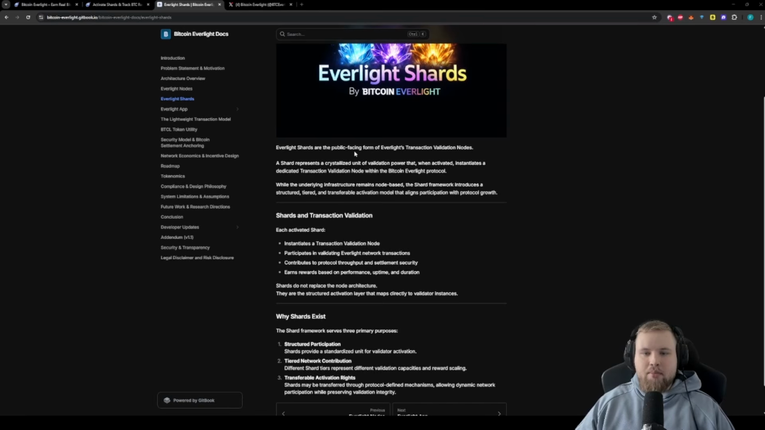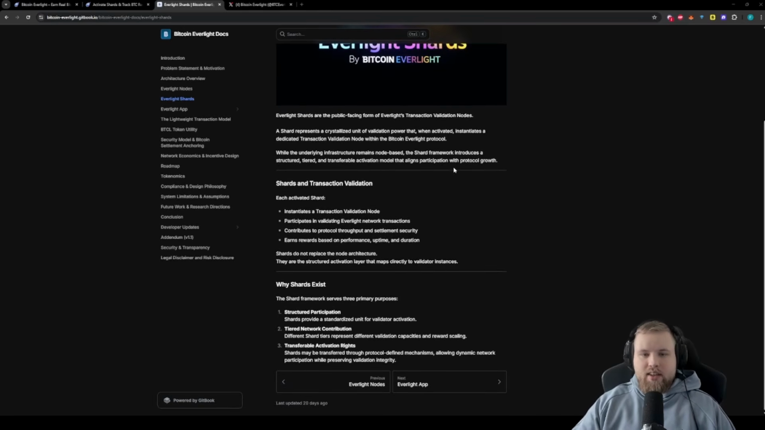So Everlight shards are the public facing form of the Everlight's transaction validation nodes. So what does that mean? A shard represents a crystallized unit of validation power that, when activated, instantiates a dedicated transaction validation node within the Bitcoin Everlight protocol. Meaning, once you activate your crystal, you can start earning, to put it in the easy way. It does not mean that this shard system replaces the whole validation node system. It simply builds onto it.